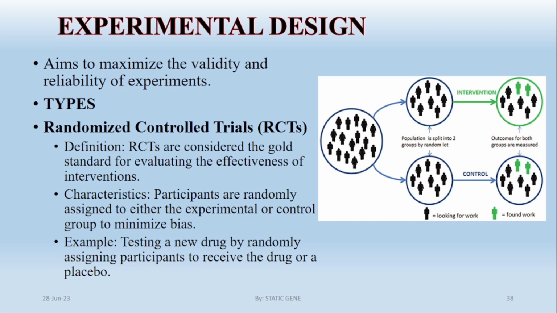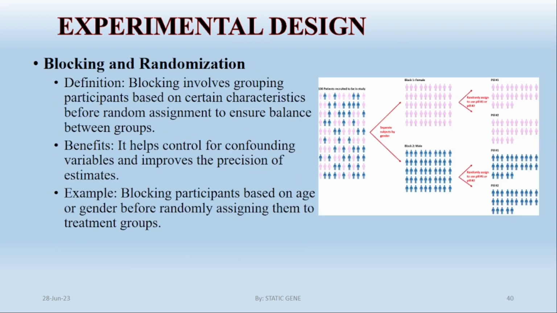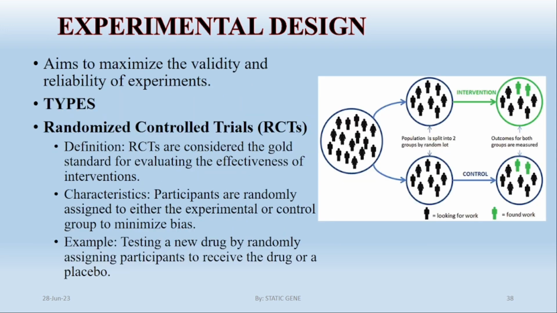The first type is randomized control trials, then factorial designs, and then blocking and randomization. Let's talk about the randomized control trials. This is considered the gold standard for evaluating the effectiveness of interventions. You have participants, randomly assign them to study groups. Either you're going to be in the experimental group, or you're going to be in the control group, so as to minimize biases. Now you will be testing a new drug by randomly assigning participants to receive the drug or a placebo.